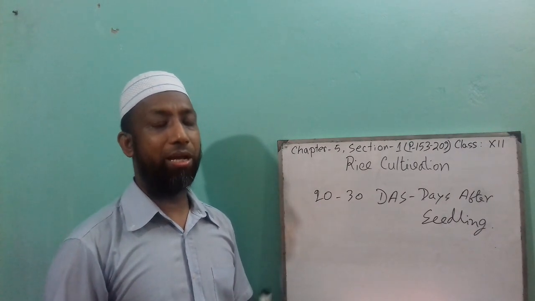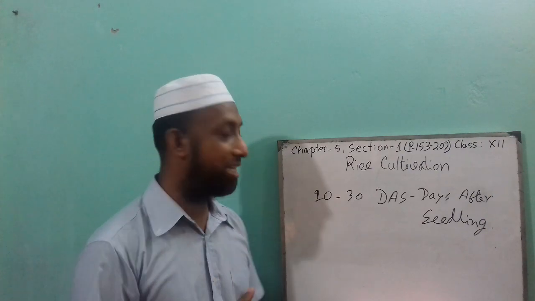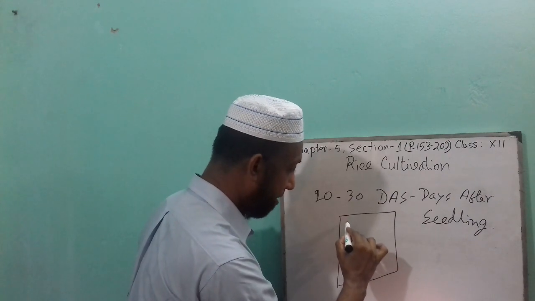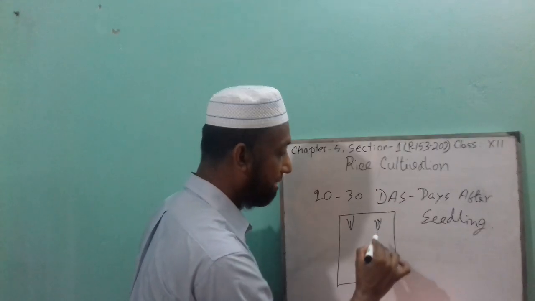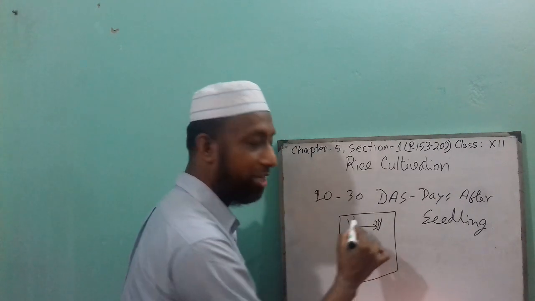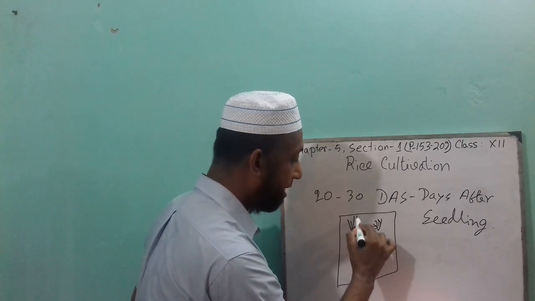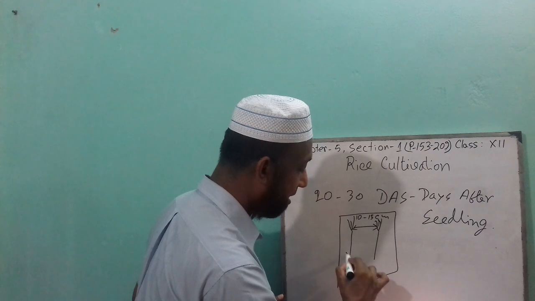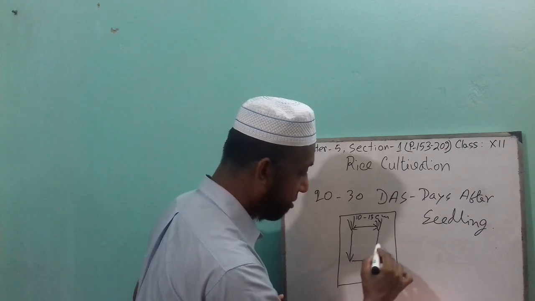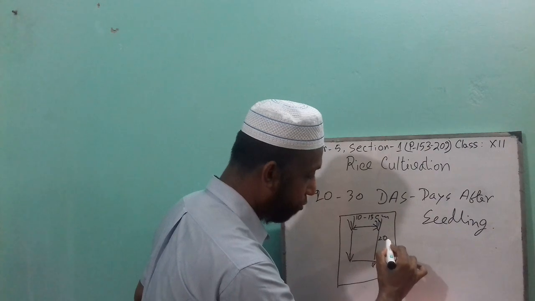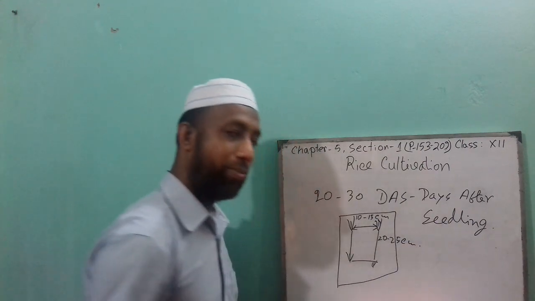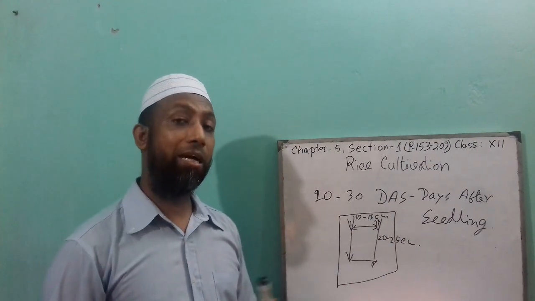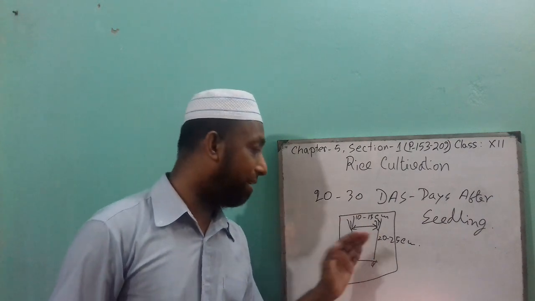In the main field, you can maintain the proper size and shape. If I draw it like this, this is one seedling, this is another seedling. In between seedling to seedling distance, in general, is 10 to 15 centimeter, and then the line to line distance, it depends on the field, might be 20 to 25 centimeter. You have to make it like this, seedling to seedling distance and line to line distance. This is the main field requirement.